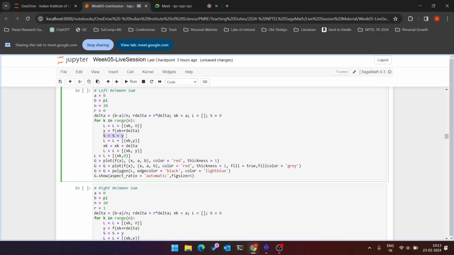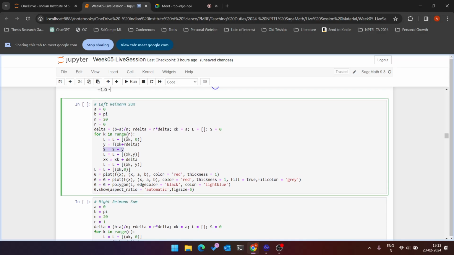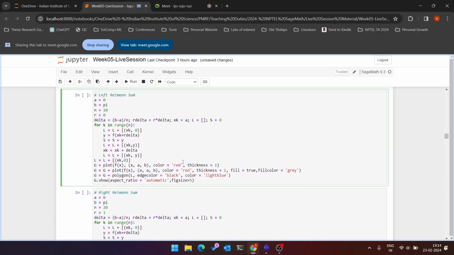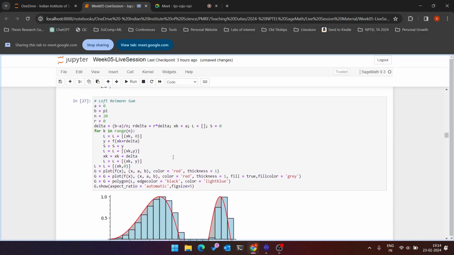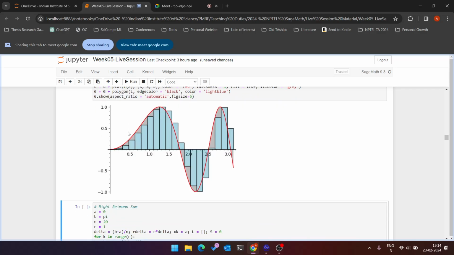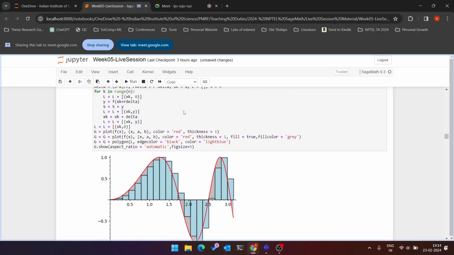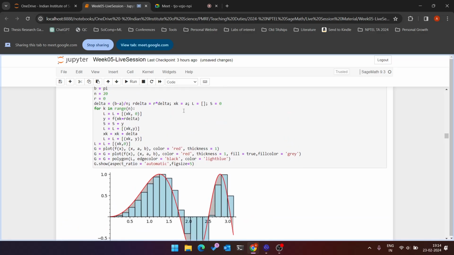Next, we want to evaluate the integration. To do that, we'll be calculating y at a particular point, so y at f of x k plus delta, and then adding it to the s value, which will hold our sum. So I'll run this code. We have already seen this in class. The professor also shared this notebook, so you could go through the code in detail, or if you have any doubts right now, you could also stop me here.